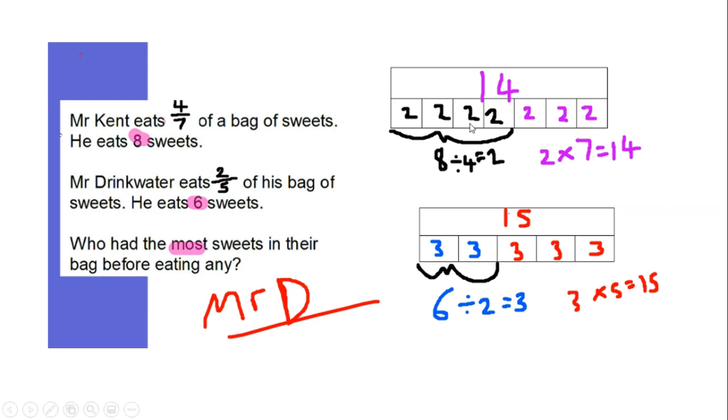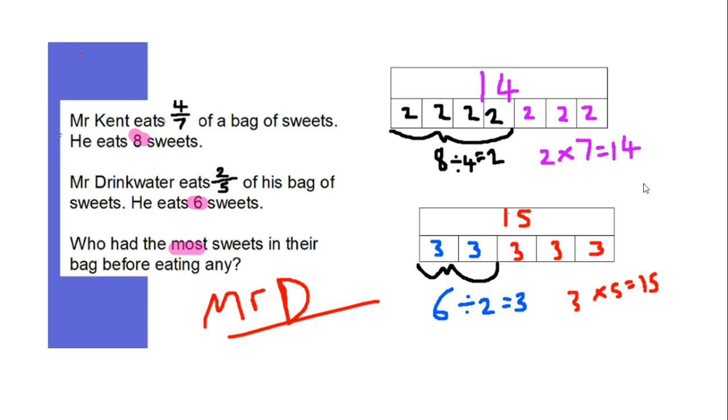So, I worked out that each of these parts are worth 2. 8 divided by 4 is 2. That means that all of the parts are worth 2 each because they're equal. Put them back together, so I did 2 multiplied by 7, and I got the answer 14. So Mr. Kent had 14 sweets in his bag before he started eating.